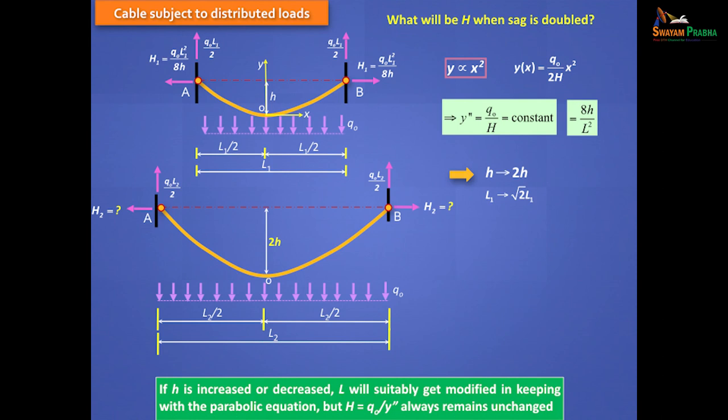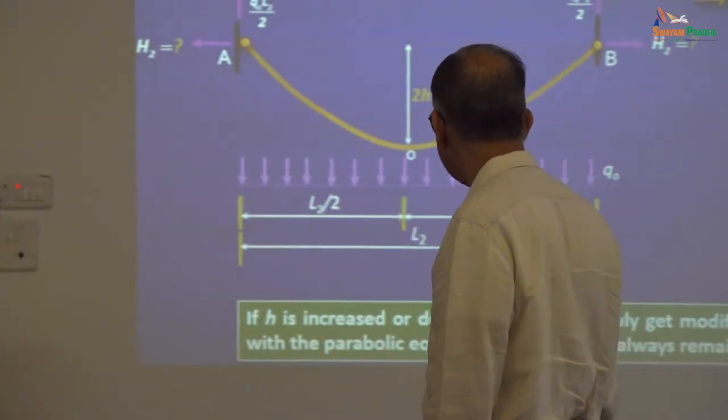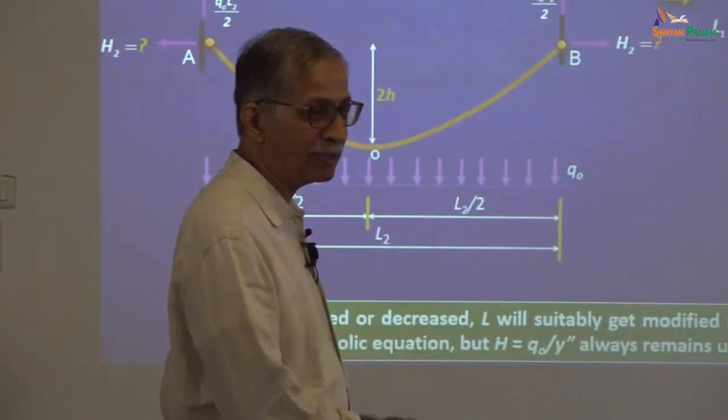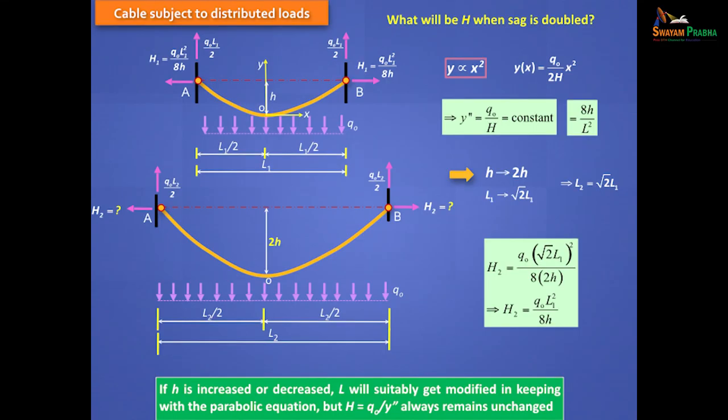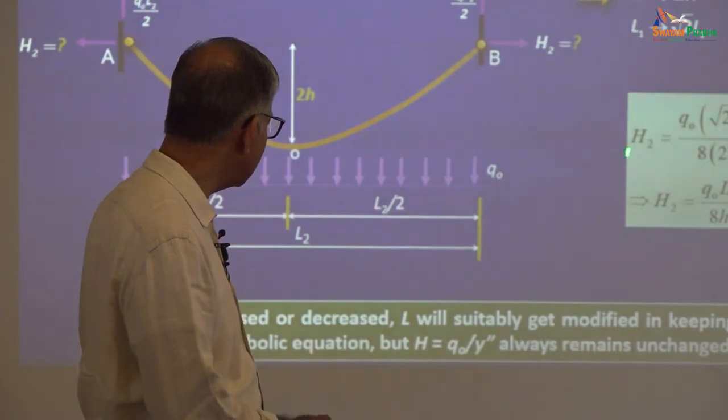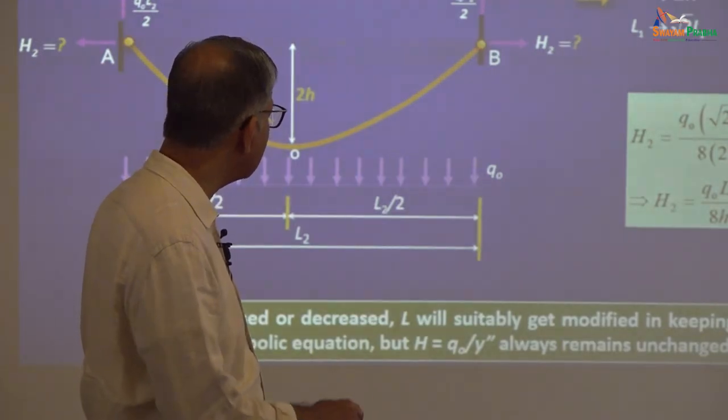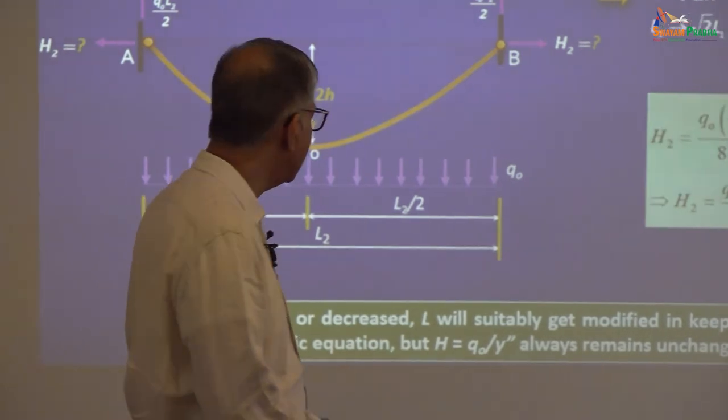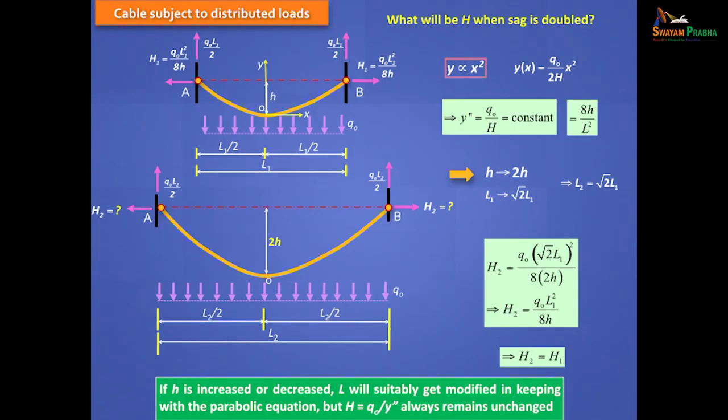Okay, we will stop here. So, how does it get adjusted? If h is doubled, L changes by root 2 times. So, L2 will be root 2 times L1. So, I could have asked you that relation. What's the relation between L2 and L1? L2 will be root 2 times L1, because capital H will remain the same. And so you can work out H2 will also be Q0 L1 squared by 8h. Same answer. Okay, you can plug this value in and see what happens. That's just interesting. So H2 is equal to H1.